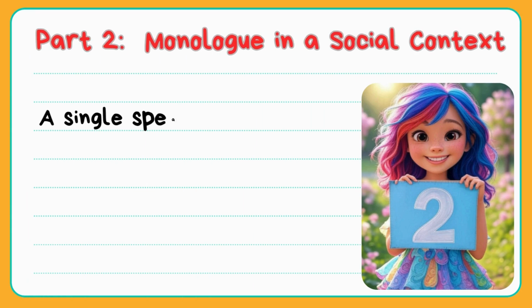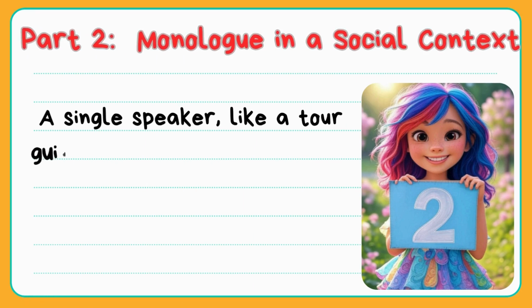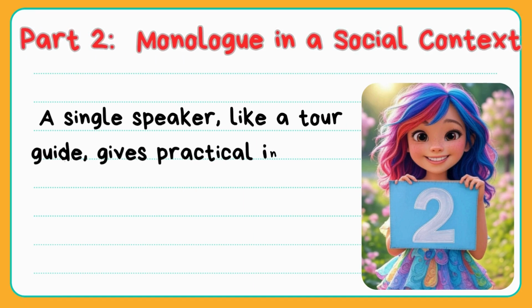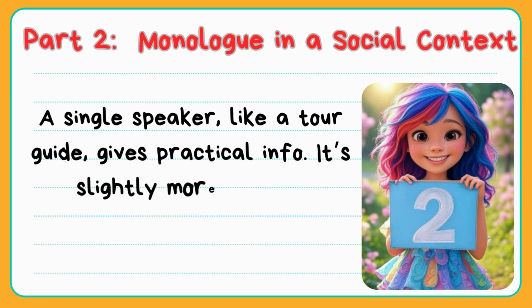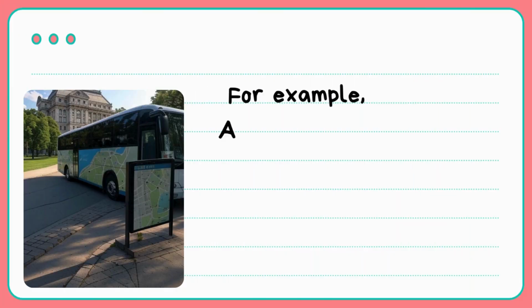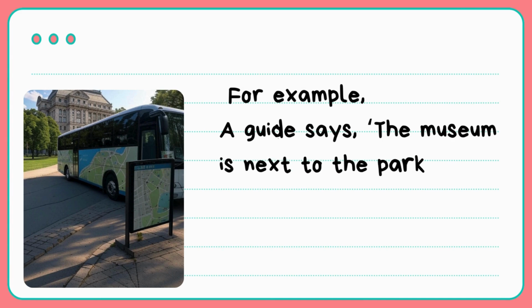Part 2. Monologue in a social context. A single speaker, like a tour guide, gives practical info. It's slightly more formal. For example, a guide says, "The museum is next to the park." You might label a map.